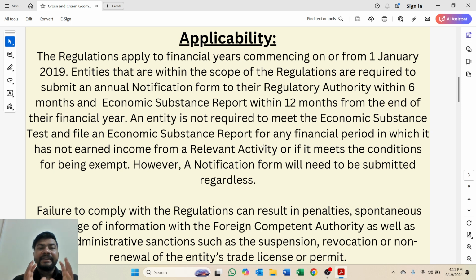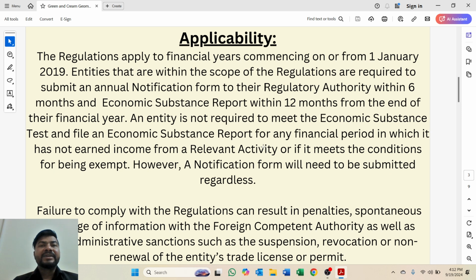Look what happens in this economic substance regulation. There are two types of company. Some only need to file a notification form and some need to file a notification as well as an economic substance report. For the company who only needs to submit a notification form, the time period is within 6 months from the end of its financial year.